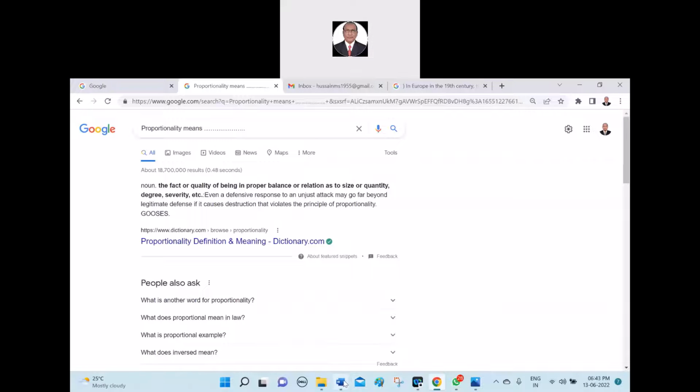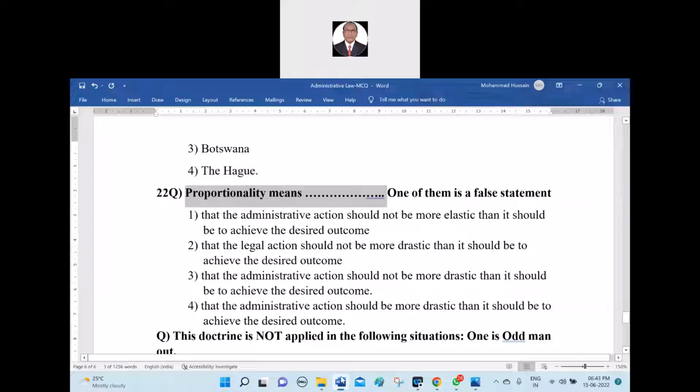Now let us check what exactly they wrote. The administrative action should not be more drastic, then it should achieve the desired outcome. Yes, you are right, the fourth one is right. It should not be more drastic because it should be equal in proportion. So the third is not right; the fourth question is the right answer. It should be drastic, not more drastic. Yes, the fourth one is the right answer.